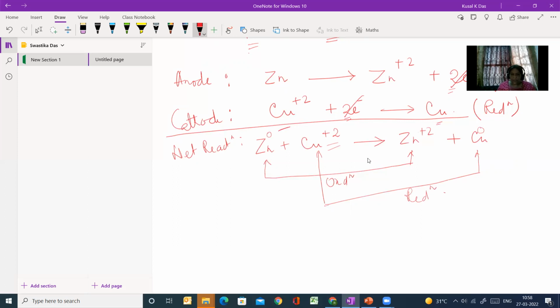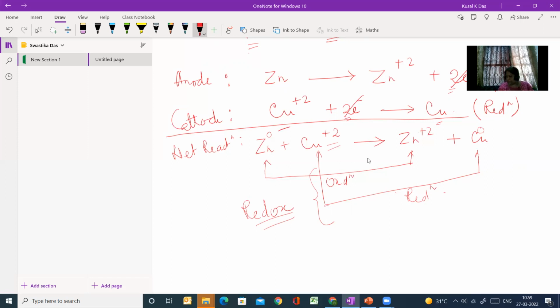In any net chemical reaction, you can see that both oxidation and reduction reactions are taking place. If you combine these two in a reaction where oxidation and reduction take place simultaneously, that reaction is known as the redox reaction. So the redox reaction is the basis, the fundamental, of any galvanic cell. Due to this redox reaction, we can derive electricity from the cell.